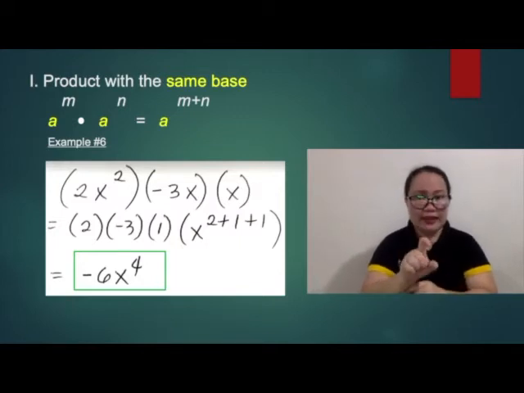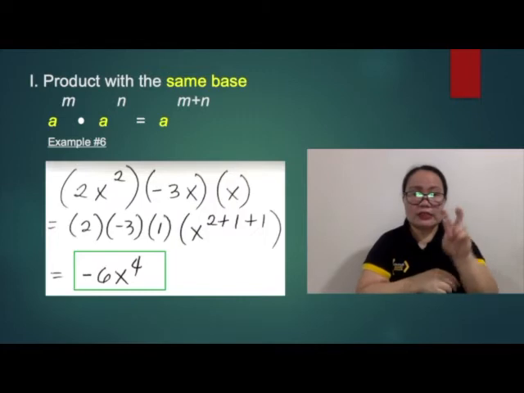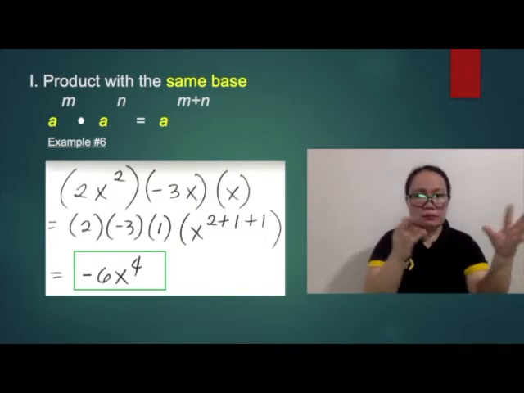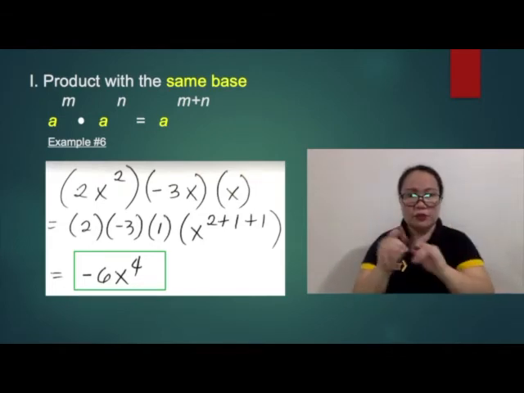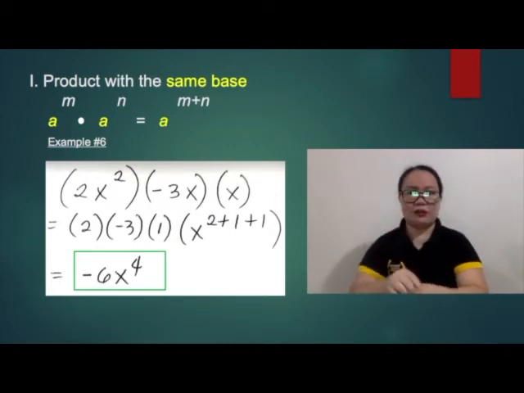And then for the x, you just have to add all its exponents, 2 plus 1 plus 1. So the answer is x to the 4th. So the final answer is negative 6x raised to the 4th power.